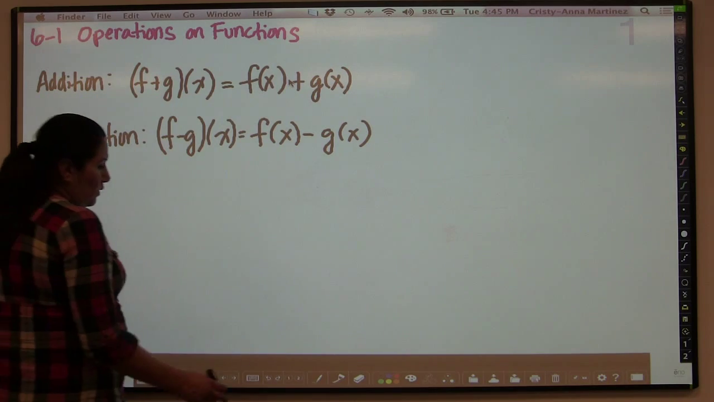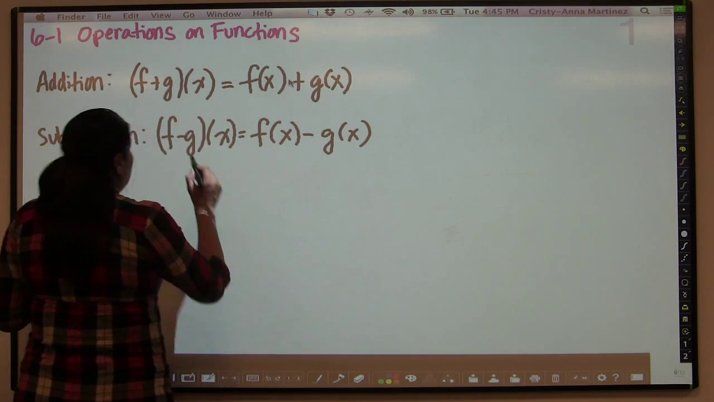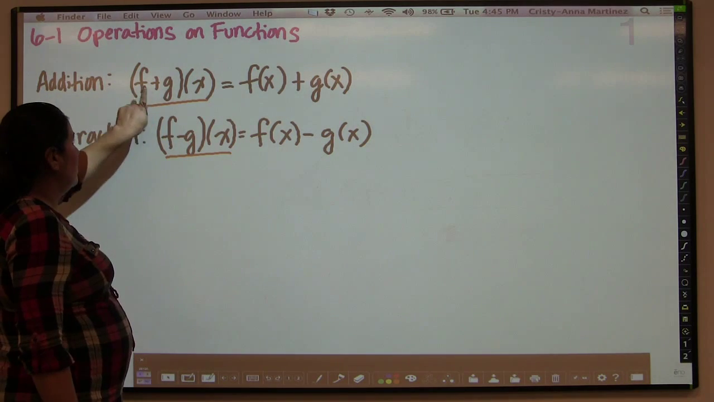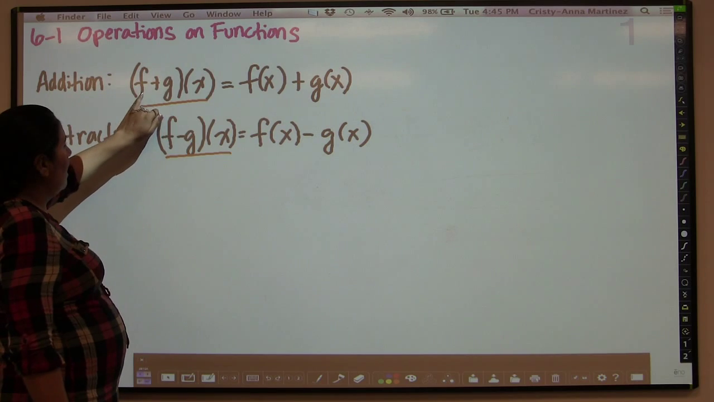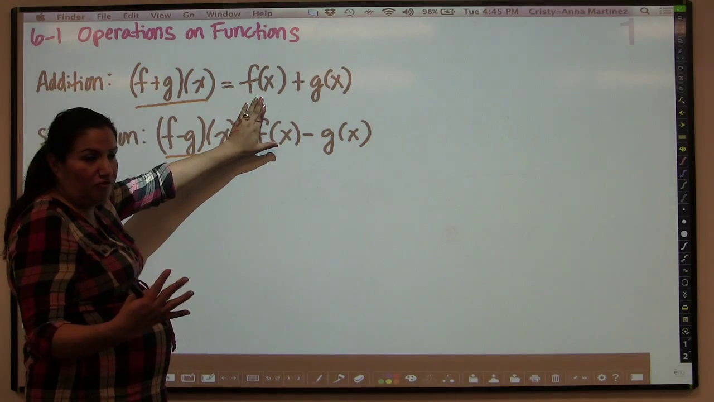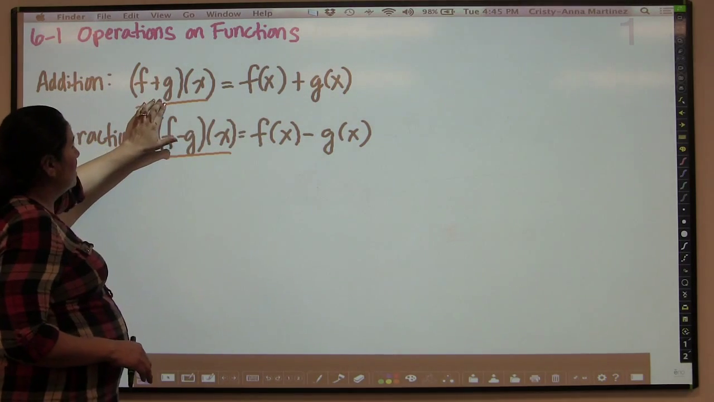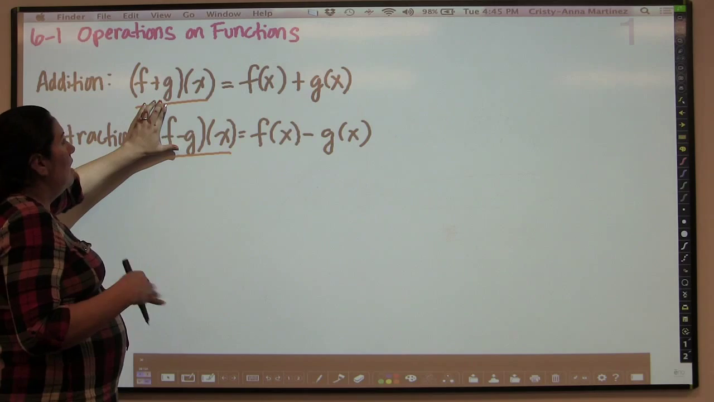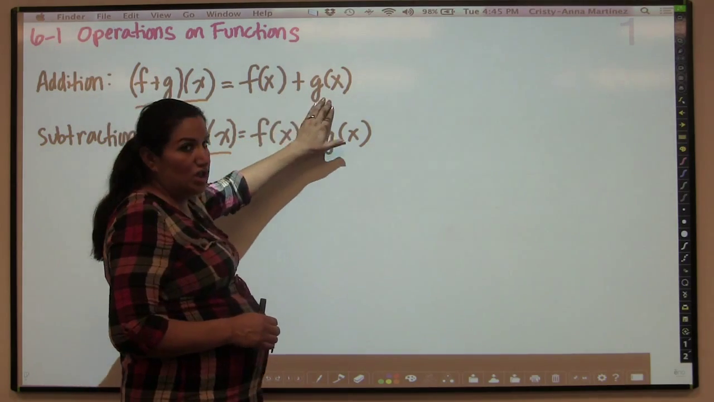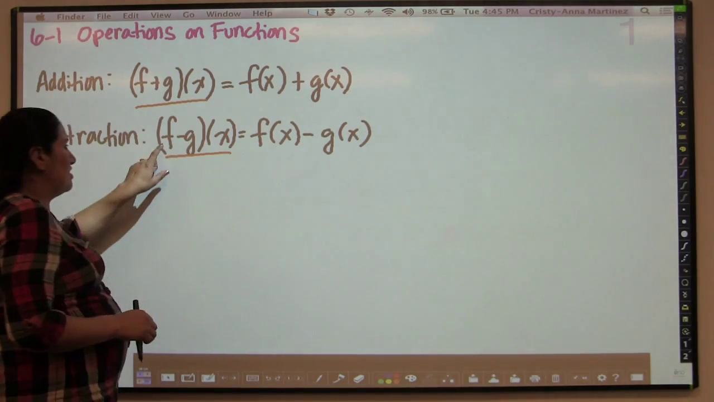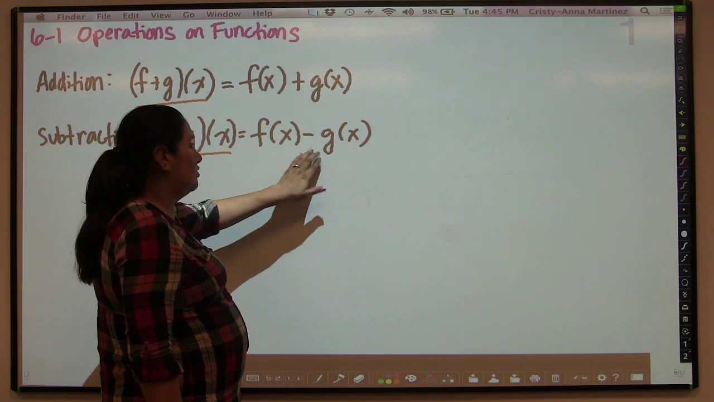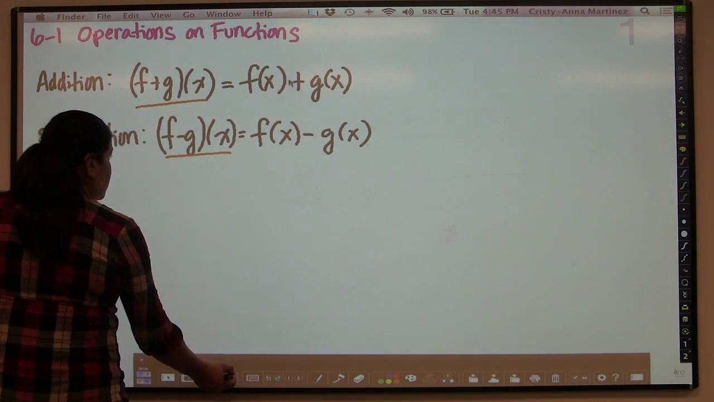A lot of times what the book is going to do is give you this kind of notation, the first portion of it, which is basically in parentheses f plus g. And this is just like f plus g of x. When you read f of x, you're pretty comfortable with that by now. But when you have this, just know that it's f plus g of x, and literally it means to take the f of x function and add it to the g of x function. And likewise, you have f minus g of x, and that literally means to take the f of x function and subtract the g of x function. So we're going to do that.